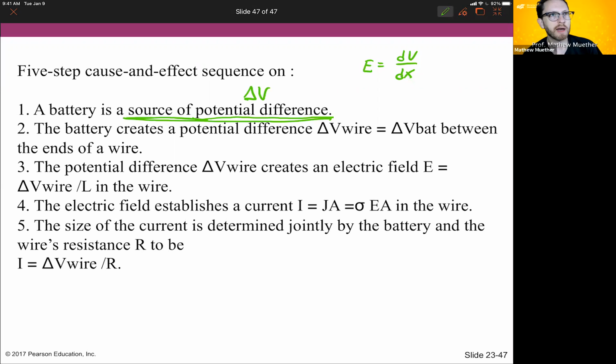Does a battery, if I have a circuit, always provide the same current? What do people think? Aaron says no. What do other people think? An ideal battery? Yeah, an ideal battery. Is it a source of constant current?